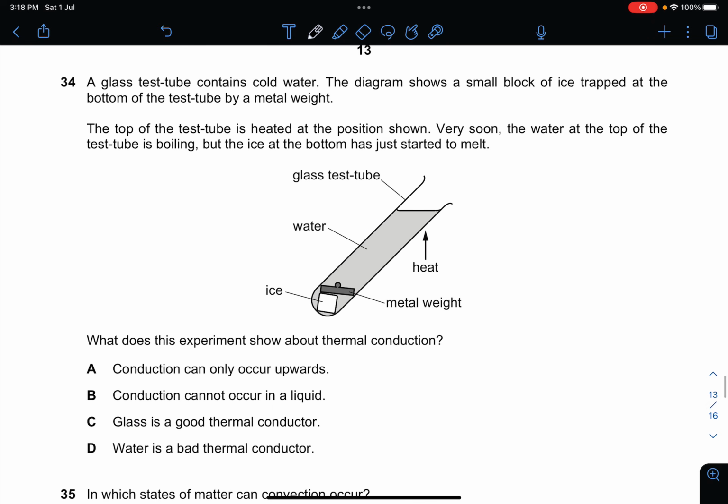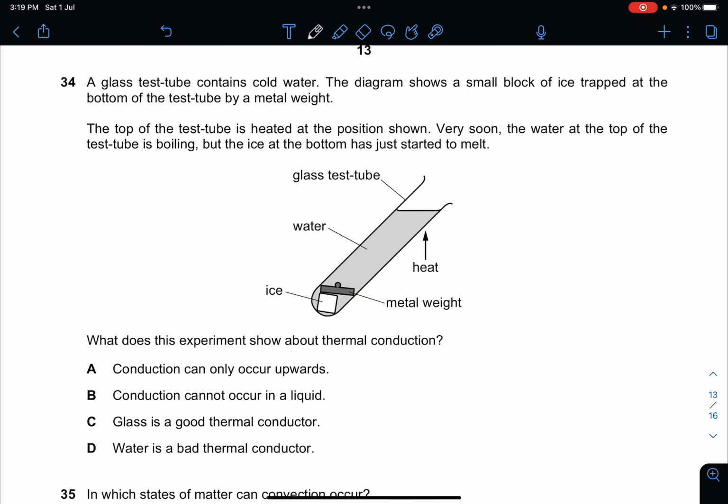Okay, a glass test tube contains cold water. The diagram shows a small block of ice trapped at the bottom of the test tube by a metal weight. The top of the test tube is heated. Very soon the water at the top of the test tube is boiling, but the ice at the bottom has just started to melt. What does the experiment show about thermal conduction?